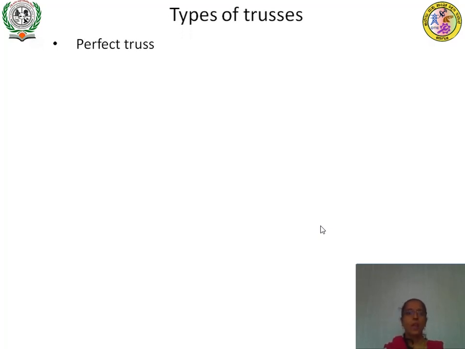Next we will move to the types of trusses. Depending upon the analysis, we are going to classify the trusses as perfect truss and imperfect truss.